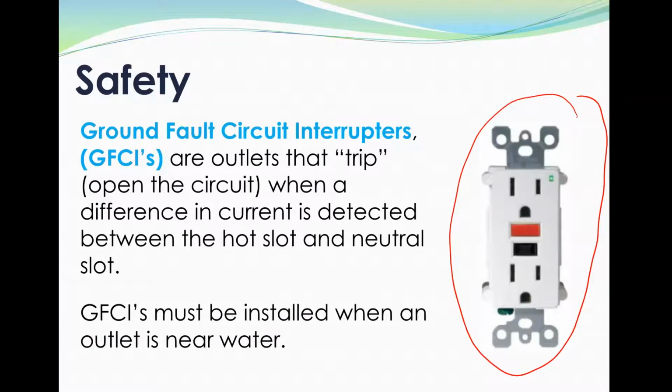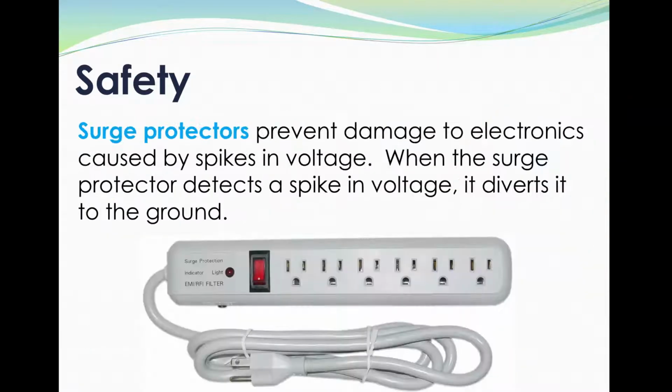GFCIs must be installed when an outlet is near water. Okay, and then there's also these things called surge protectors. These prevent damage to electronics caused by spikes in voltage. So when the surge protector detects a spike in voltage, it diverts it to the ground.